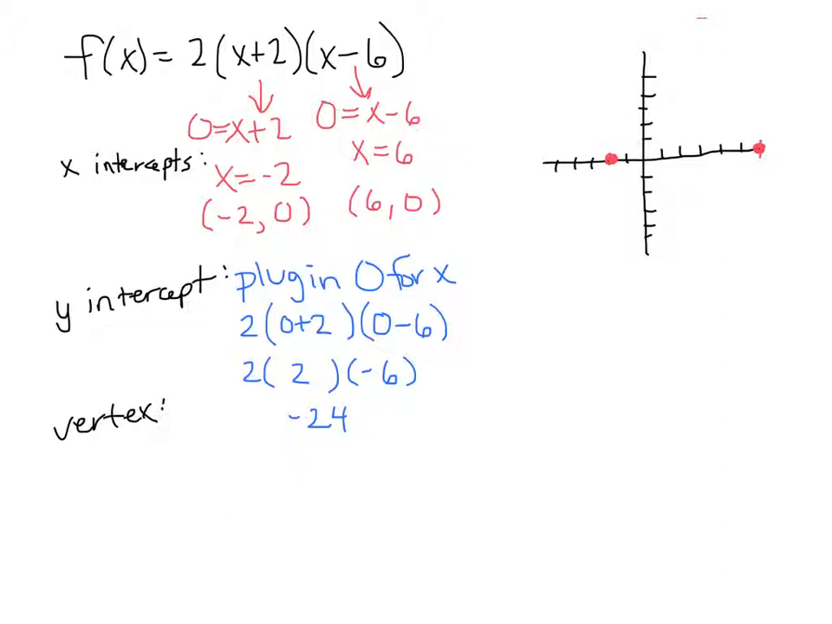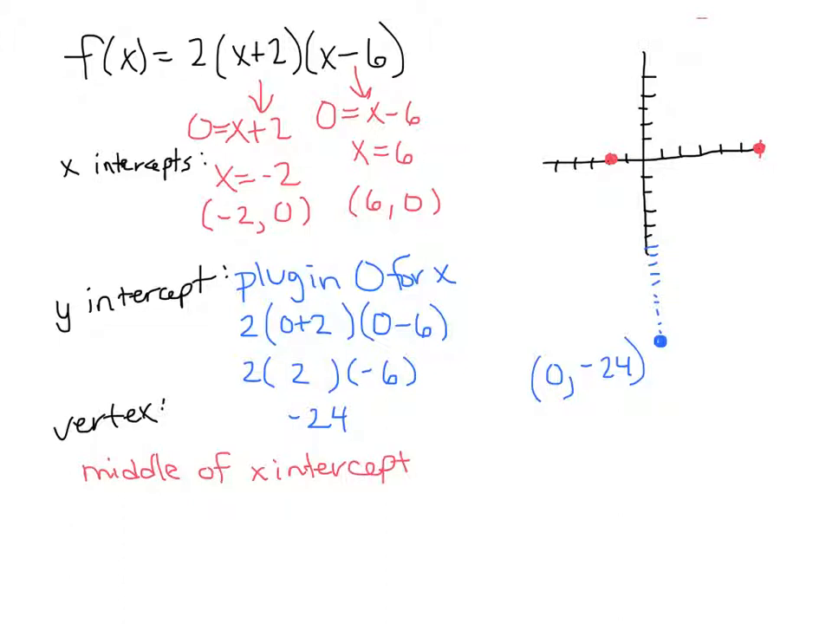And we'll write our y-intercept as a point on our graph: when we plugged in 0, the y ended up at negative 24. We could add that to our graph all the way down at negative 24. The last part is to find the vertex. When we find the vertex, we need to find the middle of the x-intercepts, because this graph should be symmetrical for a quadratic.